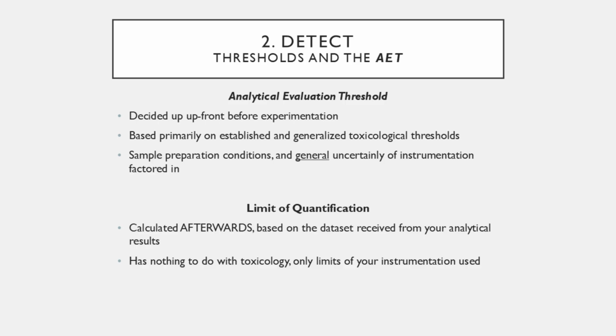The limit of quantification, on the other hand, is another core thing that we need to determine, but it can only be determined after experimentation has been done and is qualified through experimentation. Based again on that signal to noise ratio, it tells us what we're capable of seeing. And it has nothing to do with toxicology at all. It's a pure analytical description of our sensitivity and capabilities.